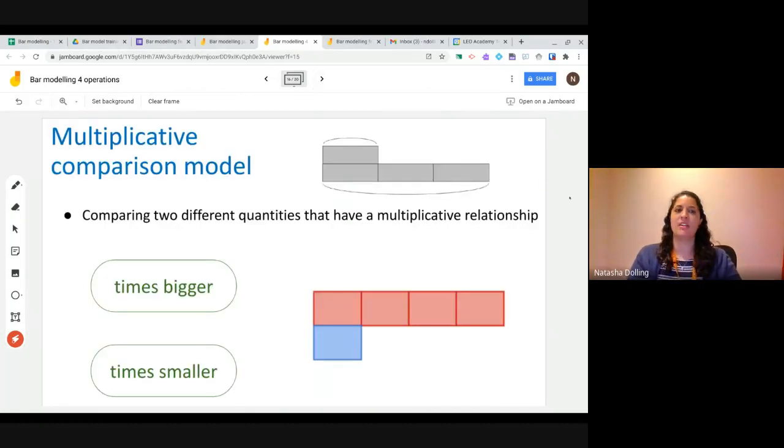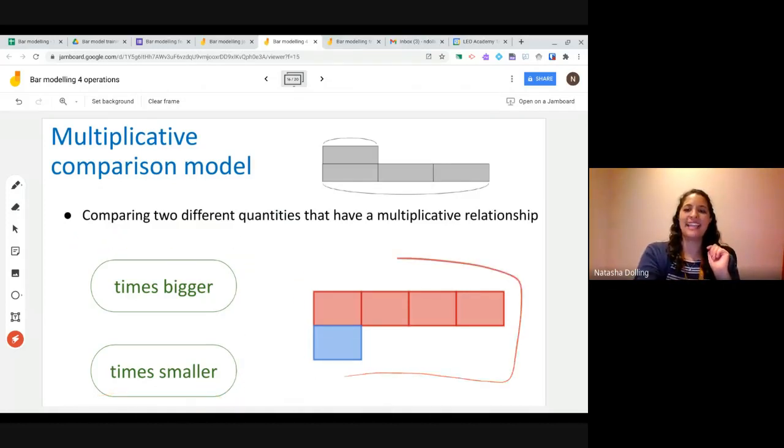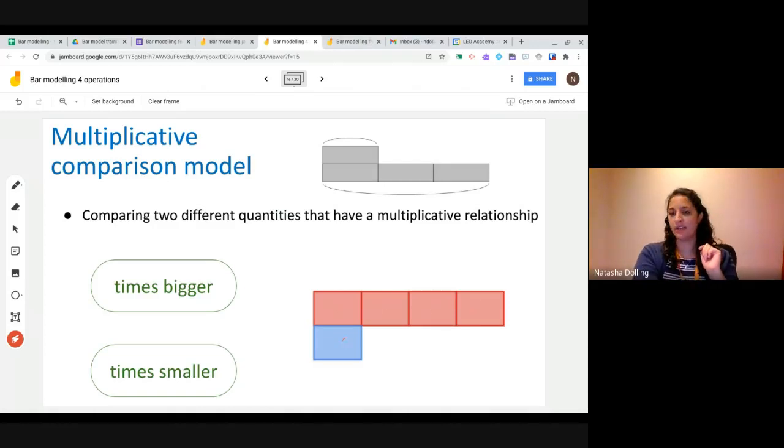I'm going to finish with our last type of bar model, our multiplicative comparison model. This is where you're comparing two quantities, but the big difference now is that they have a multiplicative relationship. And you often see them with this language, times bigger, times smaller. So I've got my example here, and without actually any numbers, I'm going to explain how I would showcase this multiplicative bar model. There are 4 more red parts than blue parts.